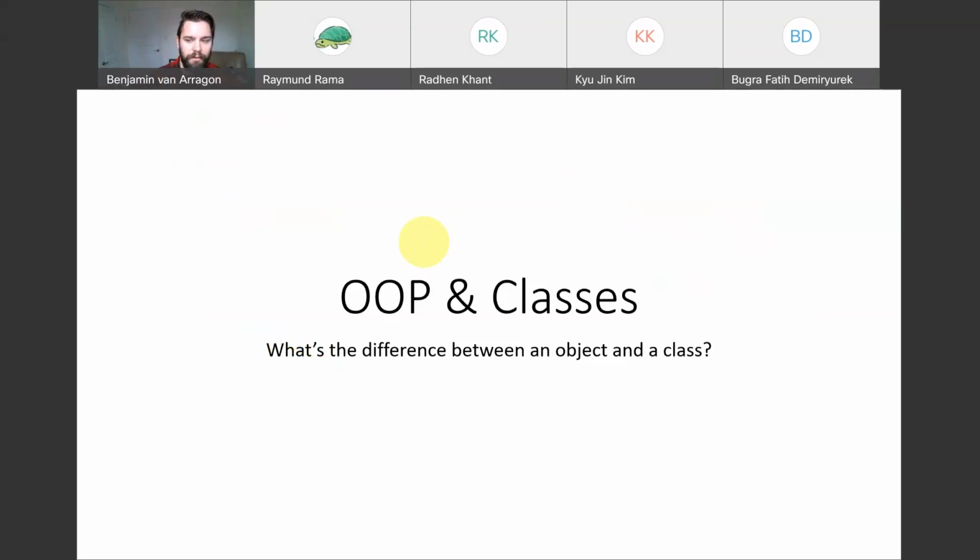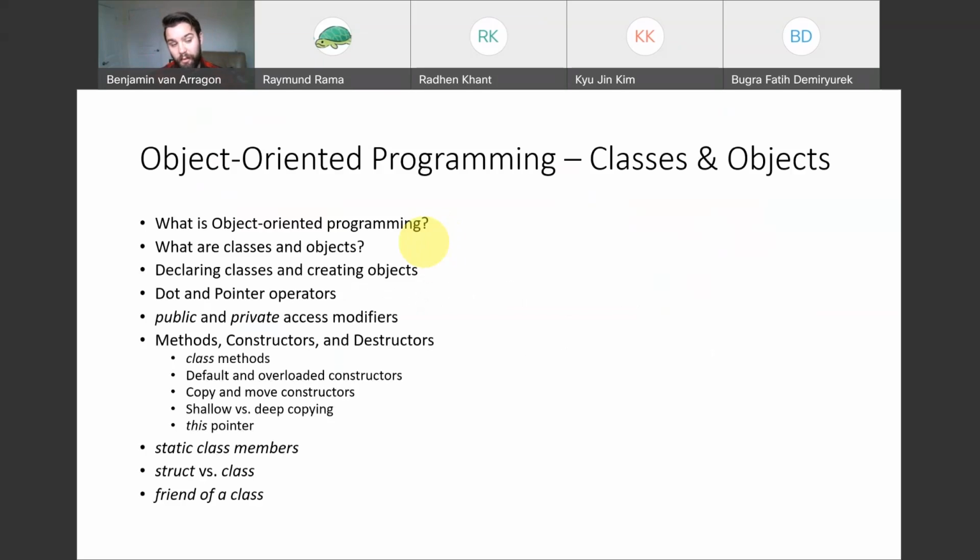Okay, cool. So let's move on and talk about what we're going to talk about today. So we've actually done some object-oriented programming in C++ already using the string and the vector class, because those are class templates that we create objects of. But I'm going to show you how to make our own today.